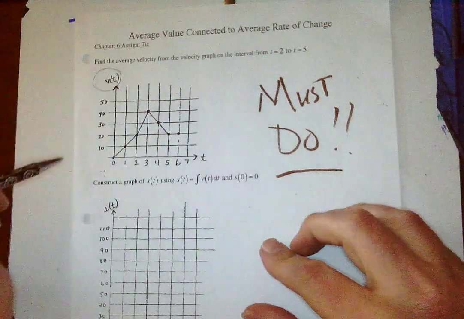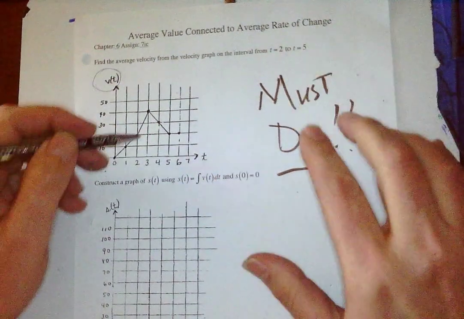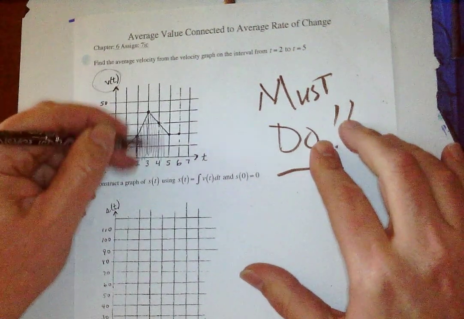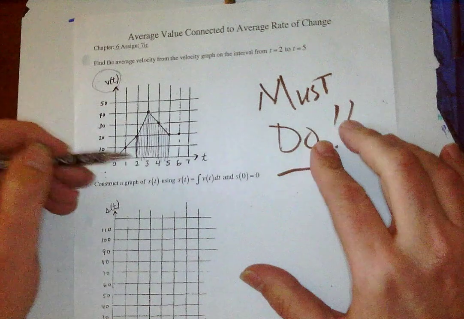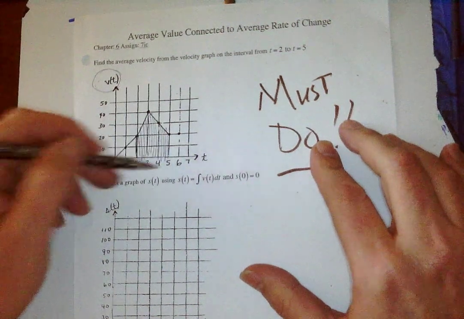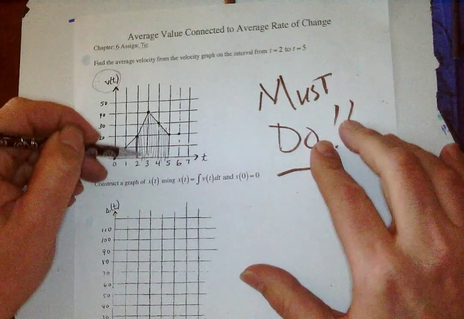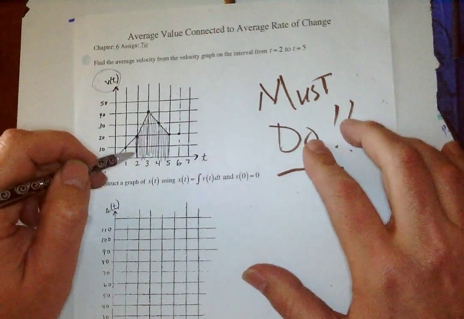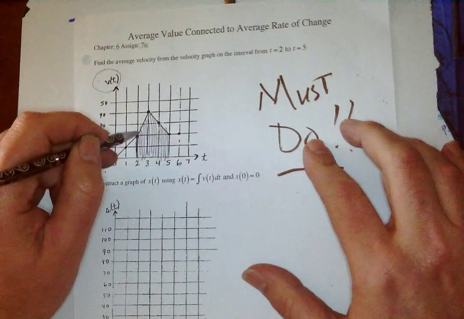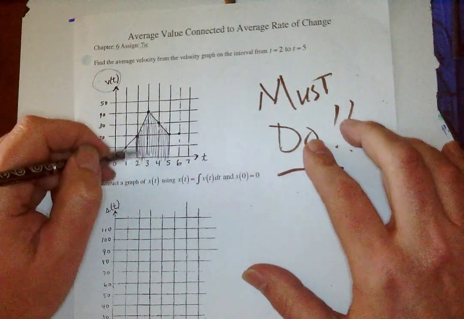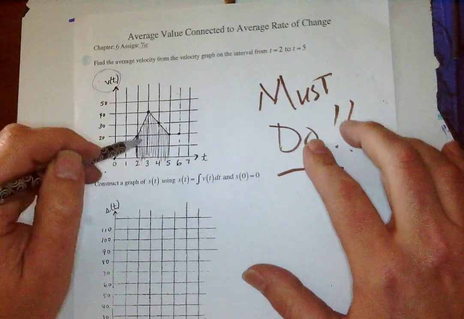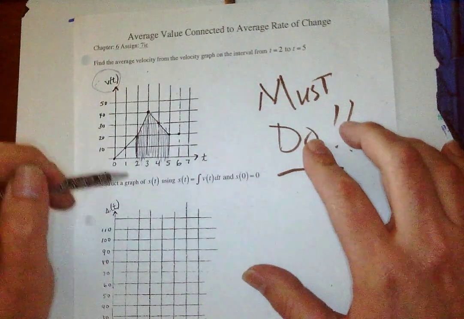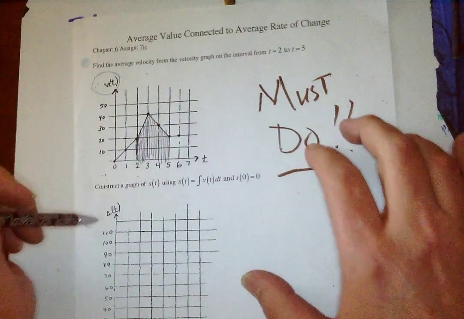We've been given velocity from 2 to 5. So I want the average velocity from 2 to 5. Remember, this is the velocity graph. There are an infinite number of velocities from 2 to 5. The velocities are all these heights. It's as if we had our little pet squirrel checking how fast are we going, how fast are we going, and writing them all down. And now we want to know what's the average velocity that we had from 2 to 5.